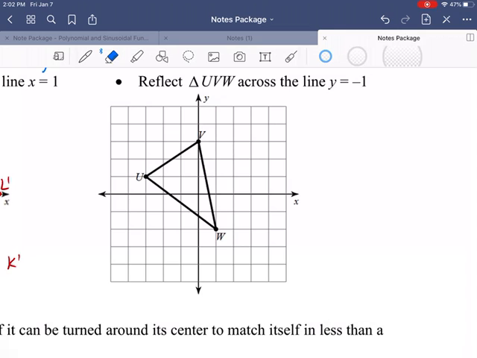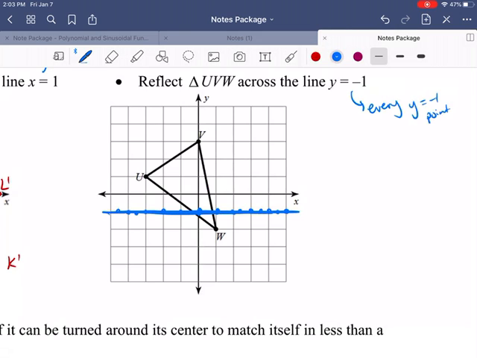Reflecting UVW across the line y equals -1. Well, what does this mean? This basically means every y equals -1 point. So where does y equals -1? Well, right on the y-axis it does, but also here, and here, and here. All of these points have y being -1 as their coordinates, and you actually end up with an infinite number of solutions, which creates a line.